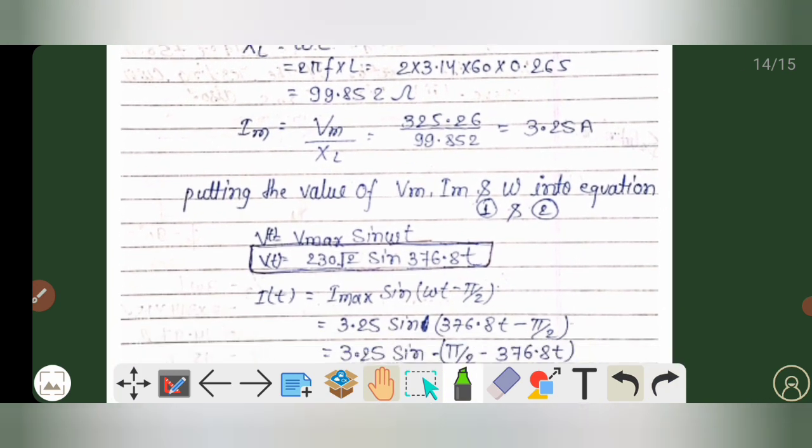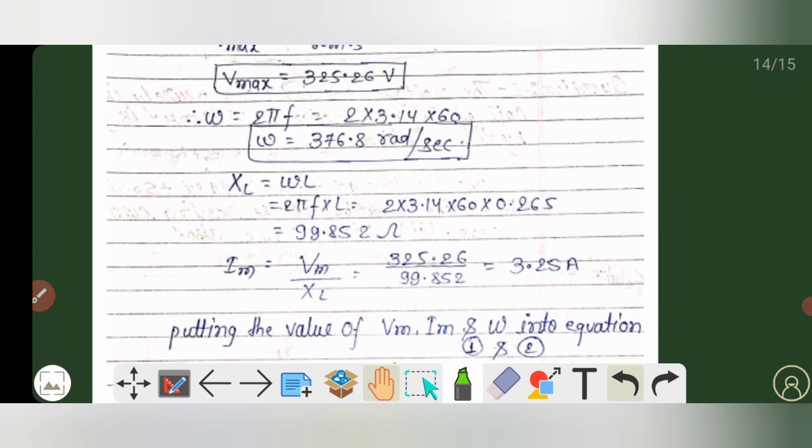As you can see here, we have calculated first XL, and then we have calculated I maximum. I maximum is Vm by XL, and that comes out to be 3.25 ampere. XL is equal to omega L, and omega is equal to 2 pi f, into L. We have put all these values here, and the value of XL comes out to be 99.852 ohm.